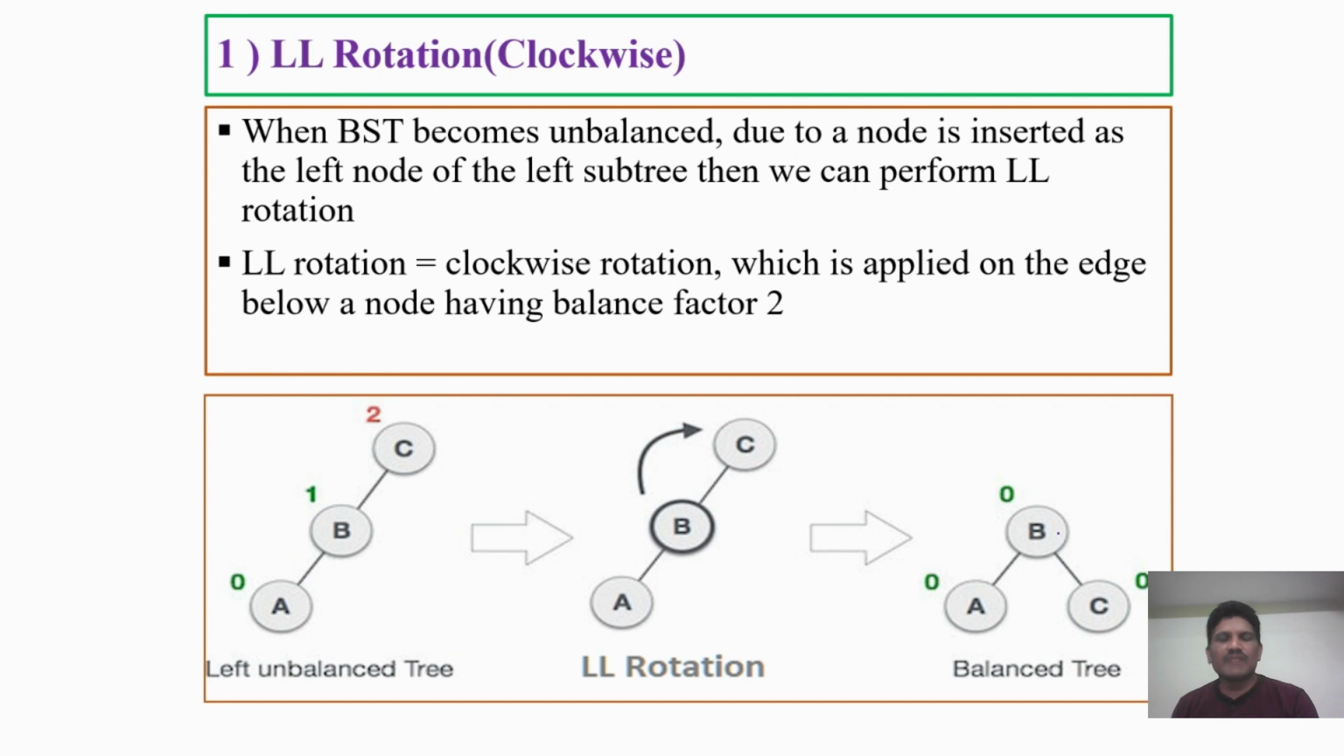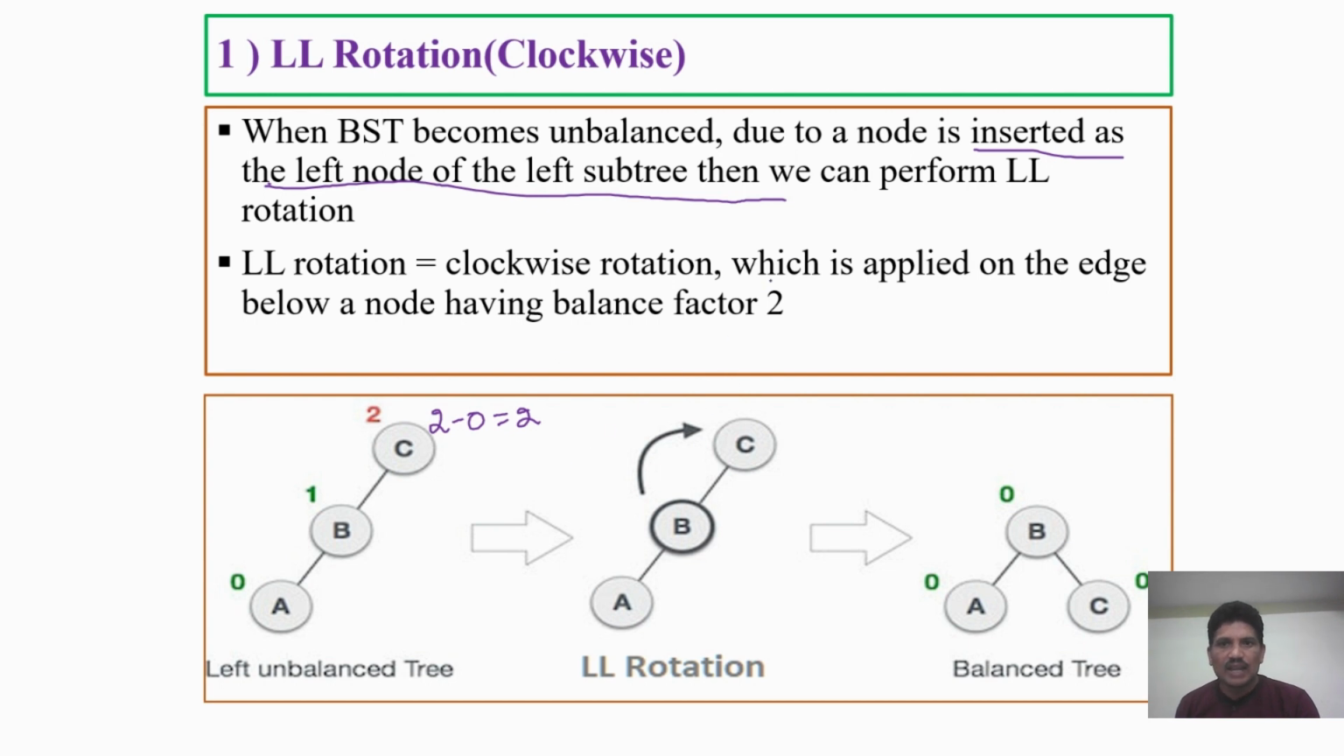See here, the LL rotation happens whenever the node is inserted as the left node of the left subtree, then we can perform the LL rotation. The example is also given here. If the tree is like this, C, B, A, then what is the height balance? 2 minus 0. That's why the balance factor is 2. Now it is not an AVL tree. Then we should perform the LL rotation. Then how do you perform the LL rotation?